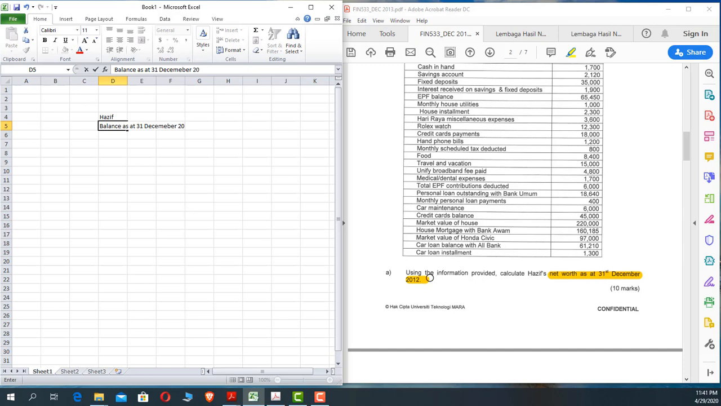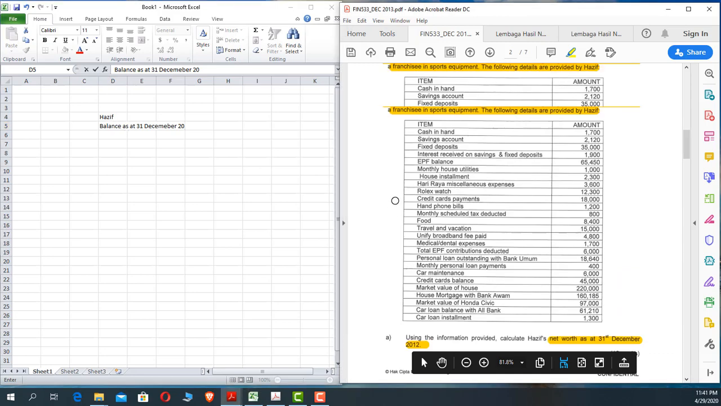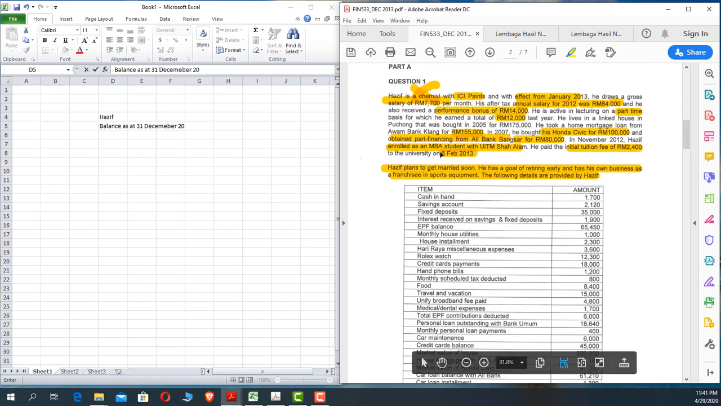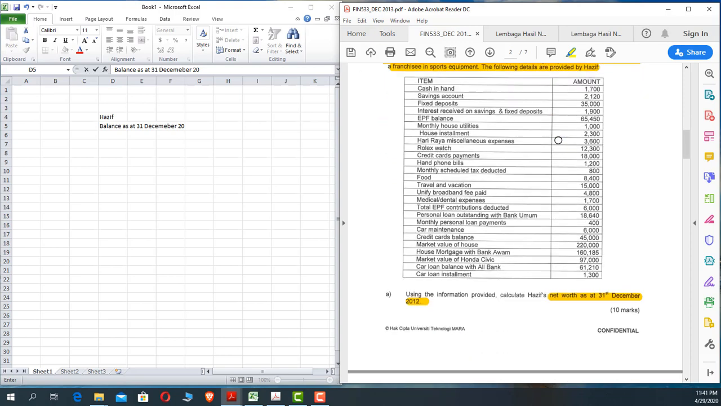Kalau saya tukar based on tahun 2019, 2012 kat sini, I will just proceed to the 2019, and then yang information for 2013 I will change to 2020. So you must construct the balance sheet for year 2019.